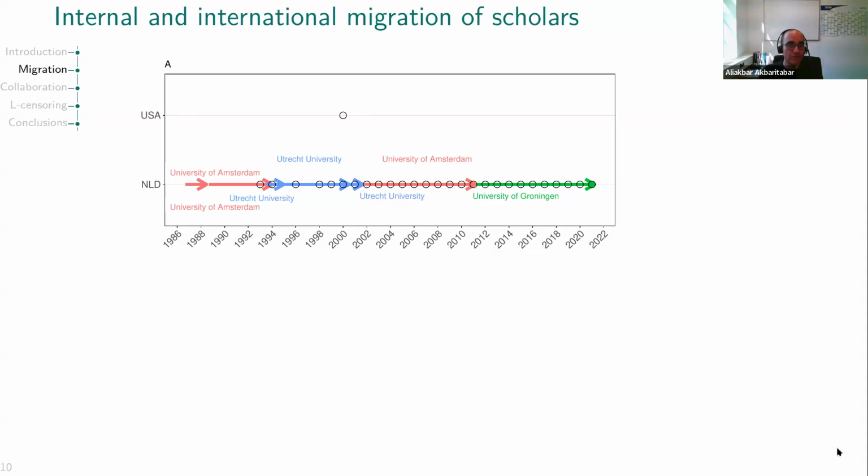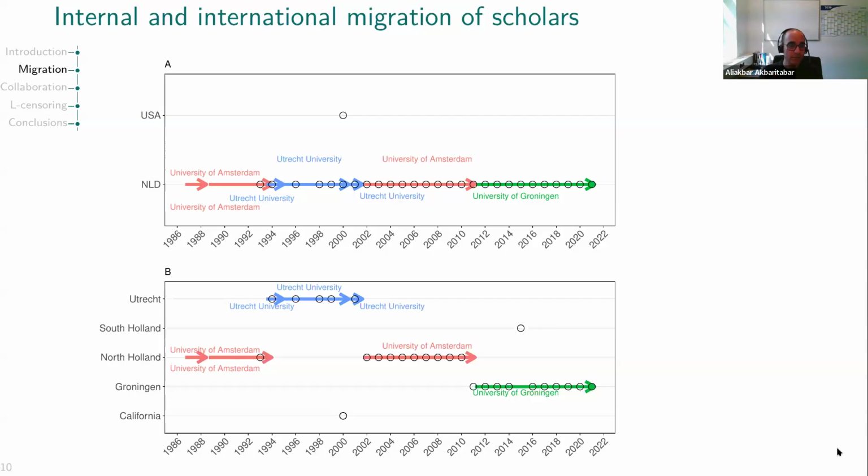So that's at country level, and we can see that this scholar has always been in Netherlands. But when we construct that at subnational level, we can see that this person has moved multiple times between subnational regions in the Netherlands. So that's how we create such trajectories.